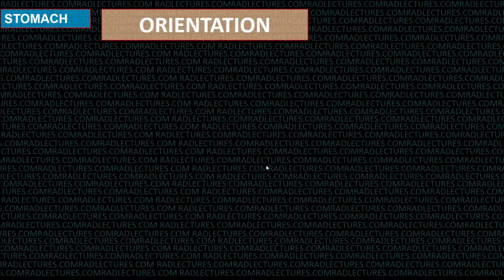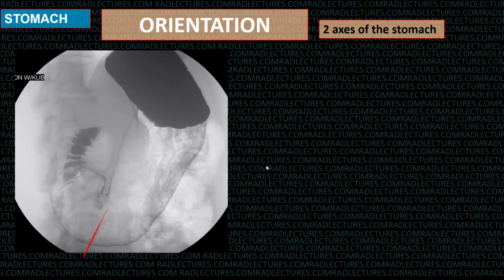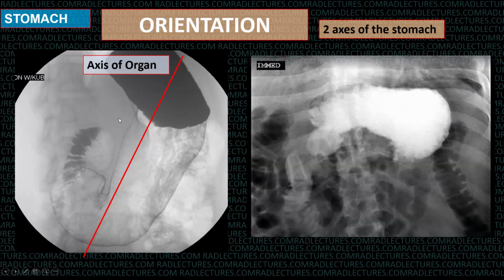Now, orientation of the stomach. You know the normal orientation, and I'll show it to you. But when you are assessing the orientation of the stomach, keep in mind that there are two axes of the stomach. One is the long axis, which is also called the axis of the organ. So when the stomach flips around it like that, it goes upside down, and it begins to look like this.